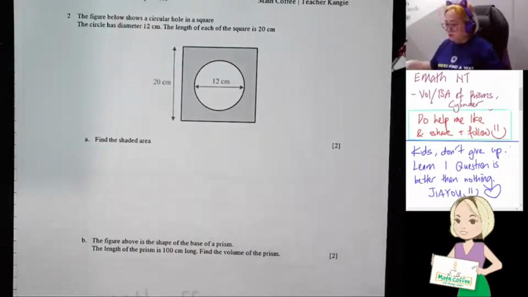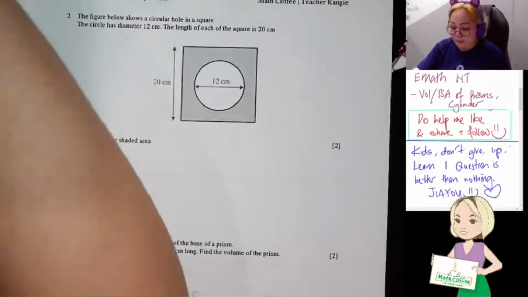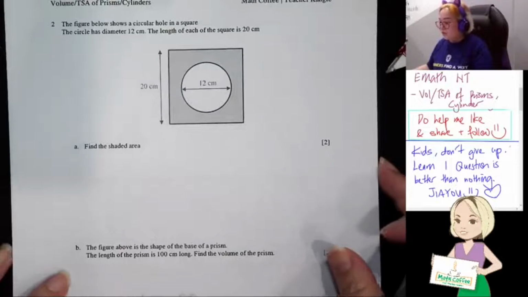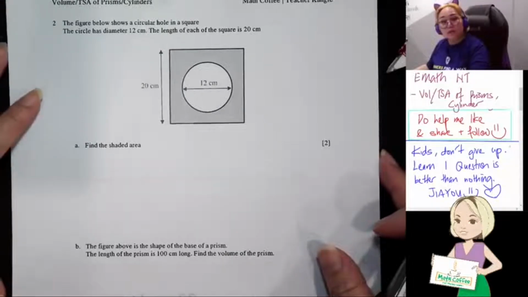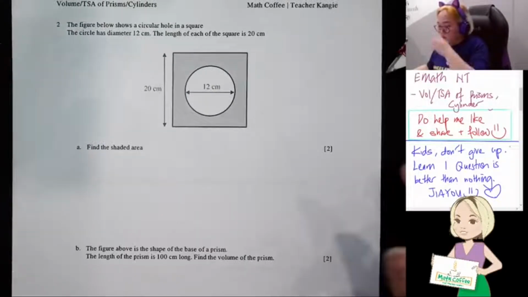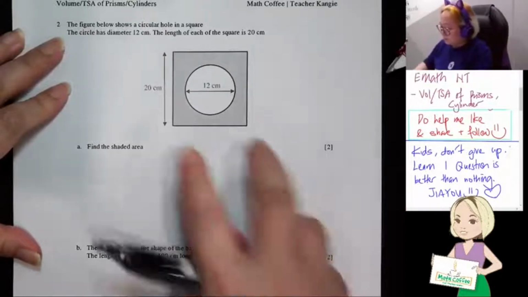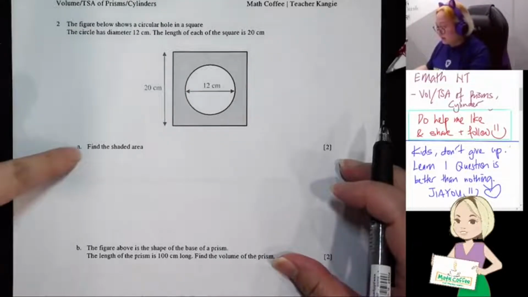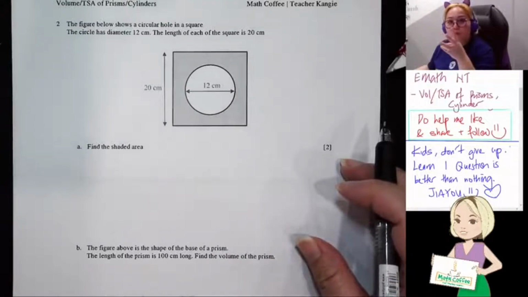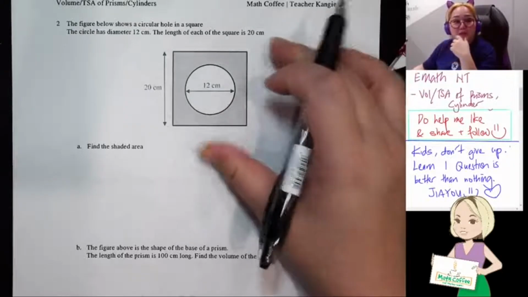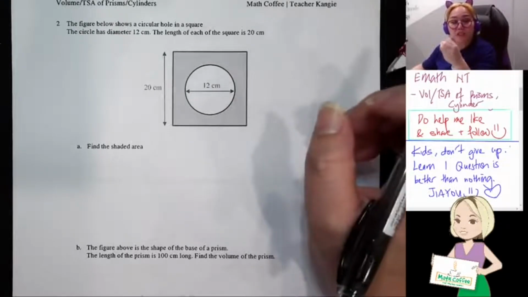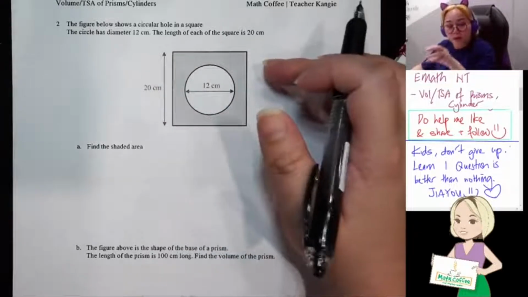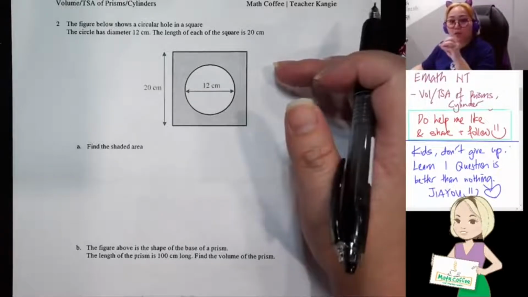Okay, let's take a look at question number 2. So using black pen because my blue pen is out of ink. Okay. So the figure below shows a circular hole in a square. So the circle has a diameter 12 cm and the length of each side of the square is 20 cm. Find the shaded area. So you just need to visualize that this one is like a cardboard, right? You want to cut out the circle. You want to find the shaded. So you will take the area of the square. You cut out the area of the circle, means you minus away the area of the circle.